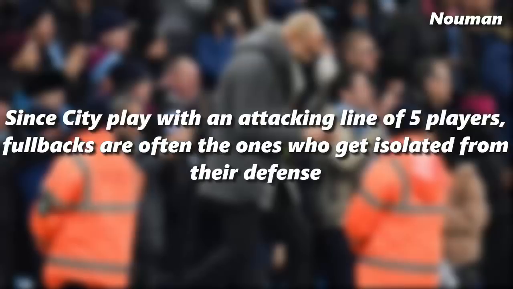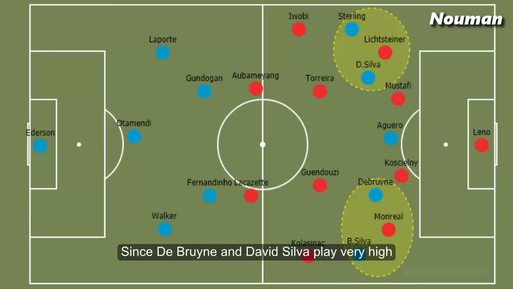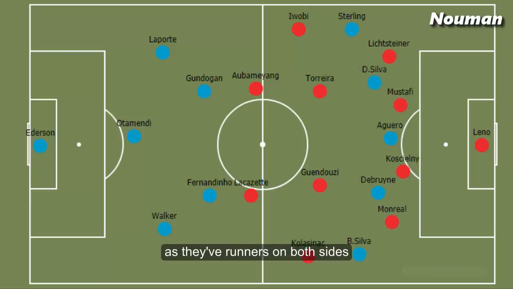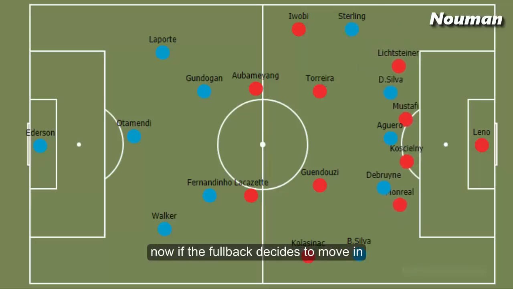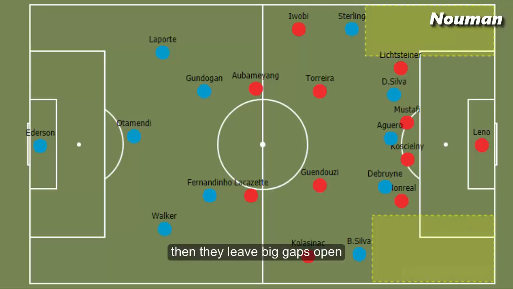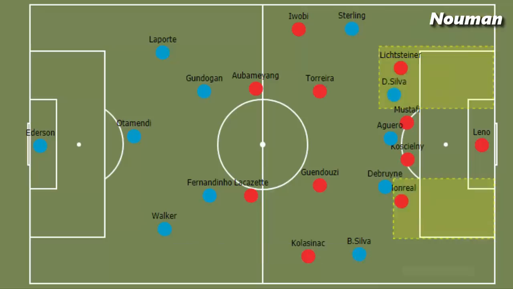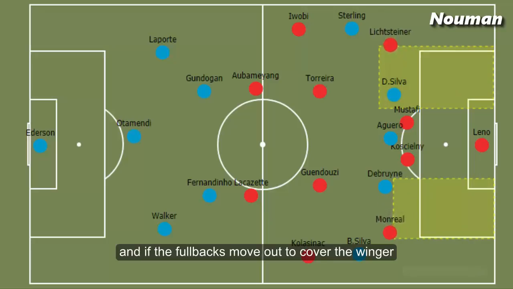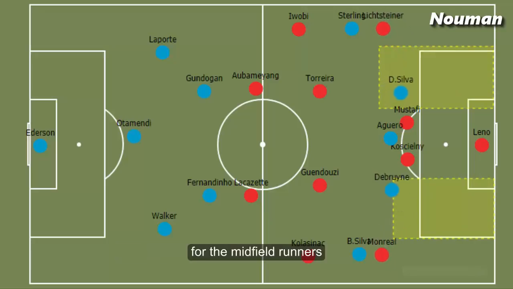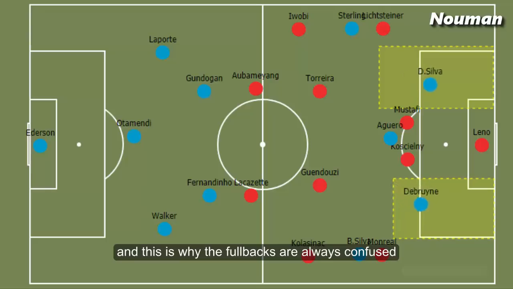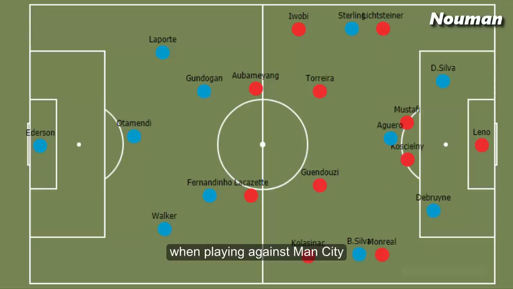Playing against Man City is a nightmare for any fullback in the world. Since Man City play with an attacking line of 5 players, fullbacks are often the ones who get isolated from their defense. Since De Bruyne and David Silva play very high, fullbacks are often left in 1v2 positions as they have runners on both sides. Now if the fullback decides to move in to cover the midfielder, then they'll leave big gaps open on the wide areas for City's wingers. And if the fullbacks move out to cover the winger, then they'll leave the half spaces open for the midfield runners. And this is why the fullbacks are always confused when playing against Man City.